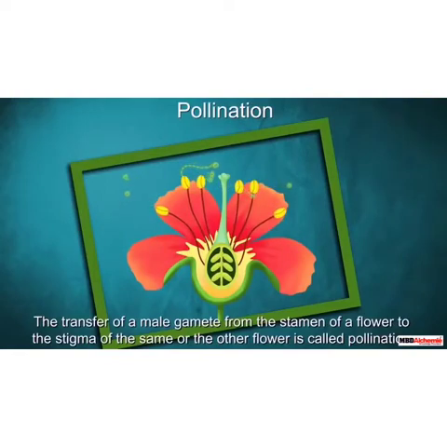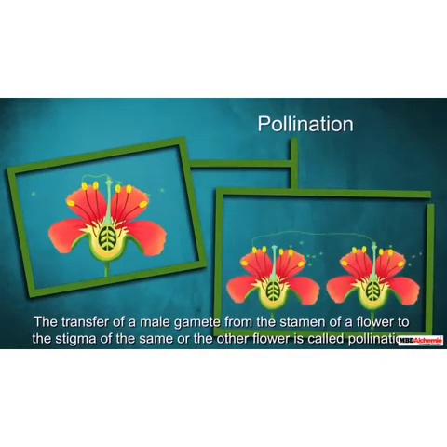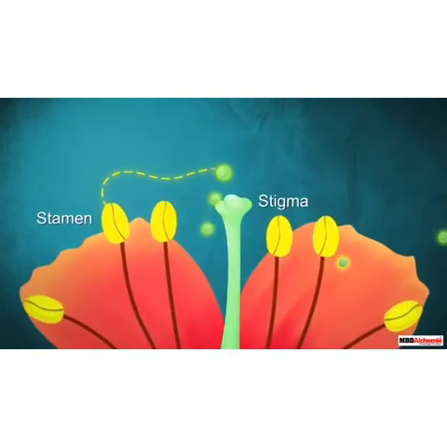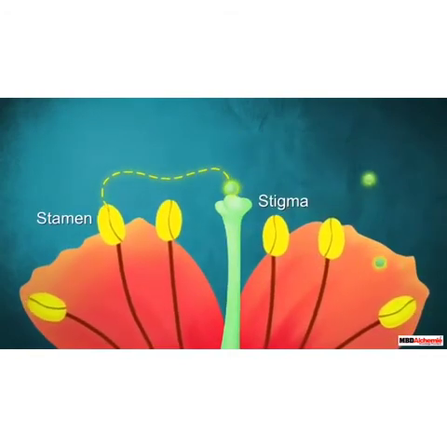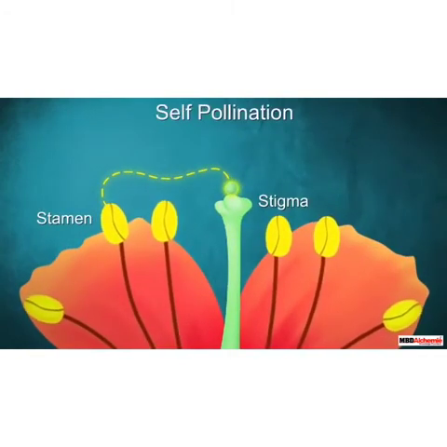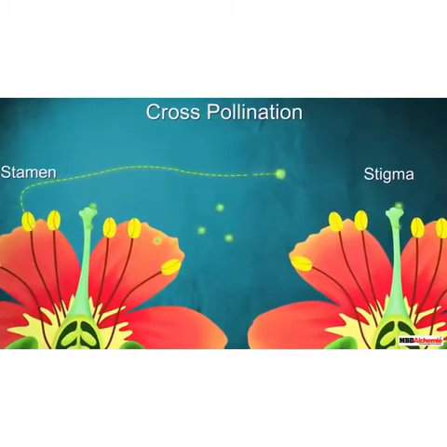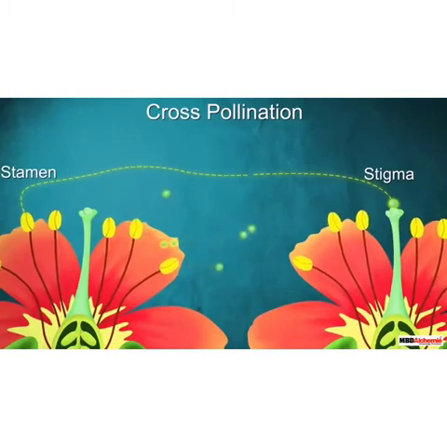The transfer of male gamete from the stamen of a flower to the stigma of the same or the other flower is called pollination. Pollination is of two types, self-pollination and cross-pollination. When the stamen and stigma are on the same flower, it is called self-pollination, while when the stamen and stigma are on two different flowers of two different plants, it is called cross-pollination.